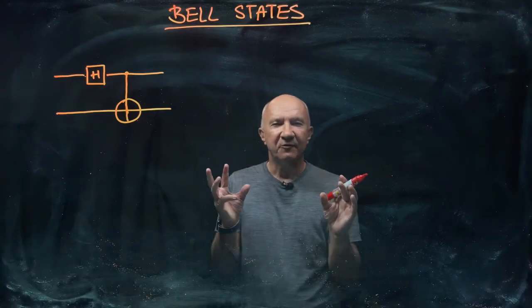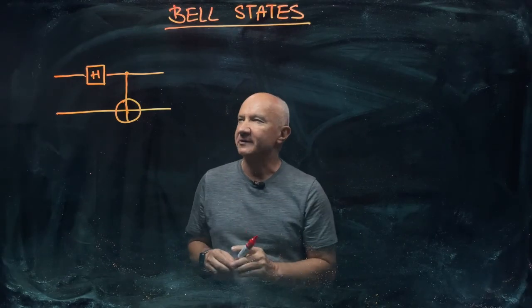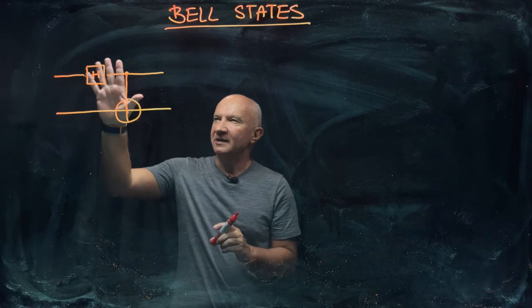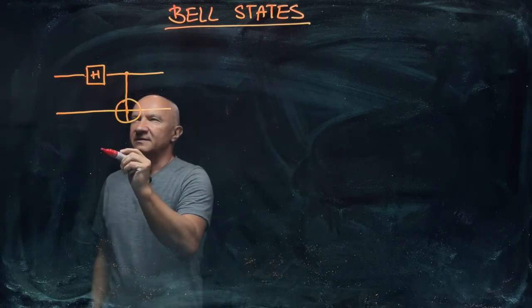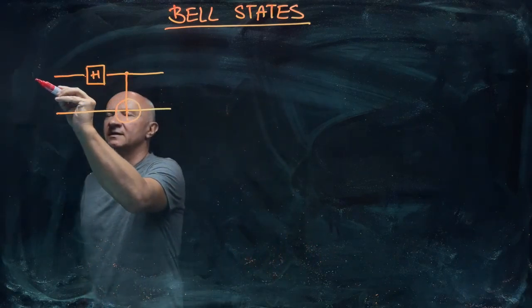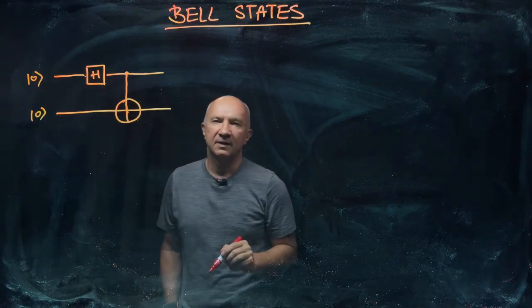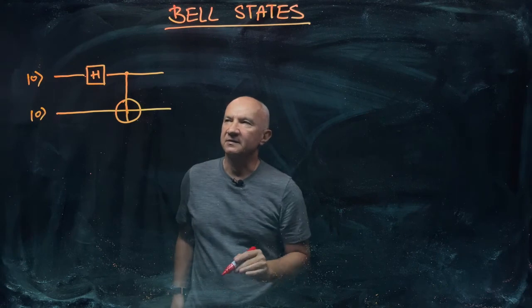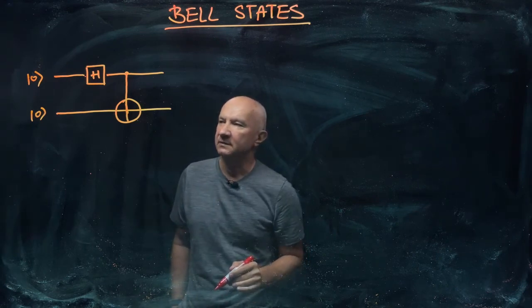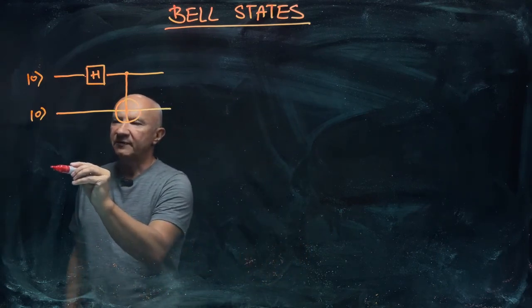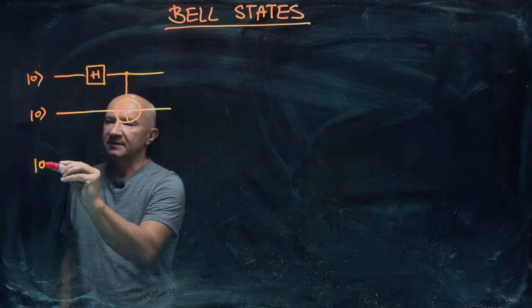Let us now see how the control NOT gate generates quantum entanglement. Let's analyze this circuit. We have two qubits, both initially prepared in state 0. So let's step through the circuit and see what we get at the output. At the very beginning we have state 0, 0.